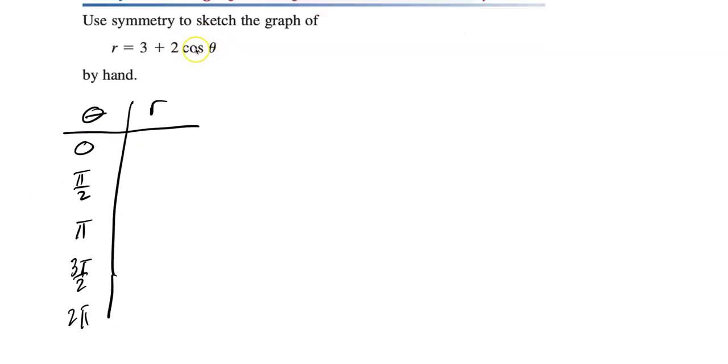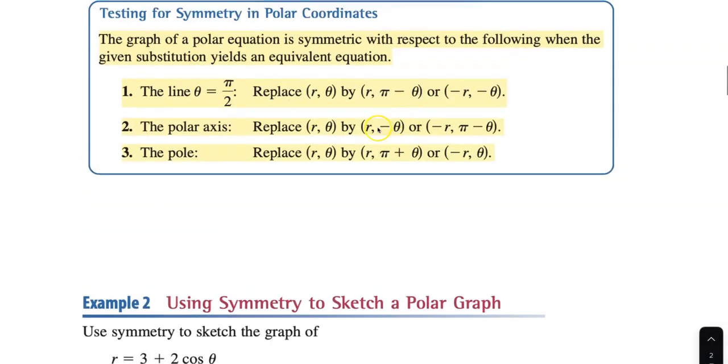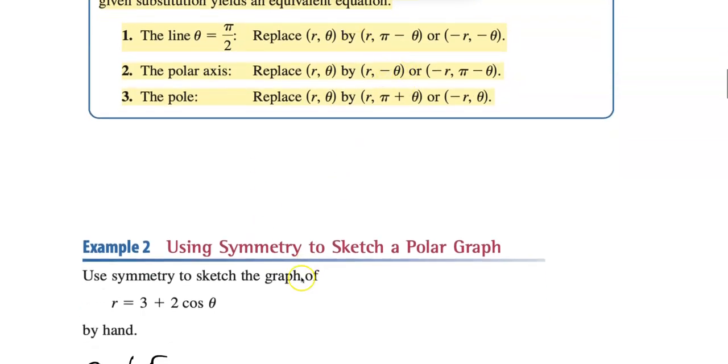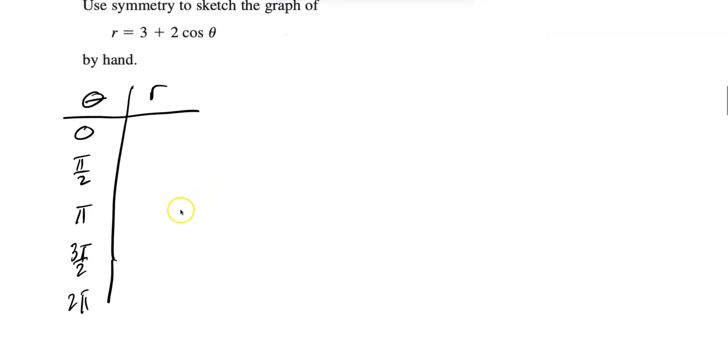Now this is a cosine graph, so anything that's negative will be even. So you can use this, if we're looking at symmetry. This would be symmetric over the polar axis, because if I plug in a negative pi, I just get cosine pi. So those will match. So it should be symmetric over the polar axis. We'll see how it goes.